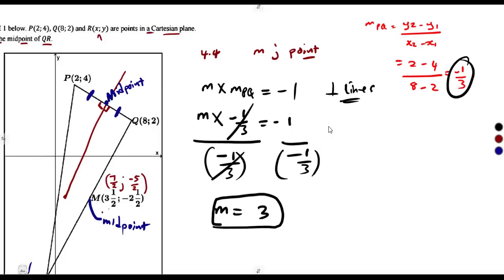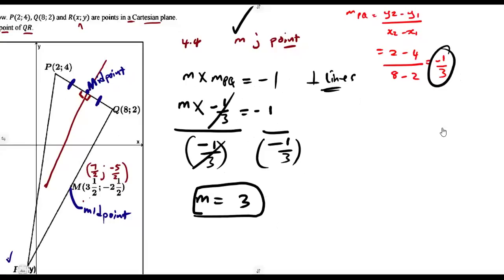Remember what we need. We need the gradient. So M is there. No points. We are not using points there. We do not have any point on this line. Remember, this is our line. There is no point there that we can use. So we have to consider the relationship of the lines. They are perpendicular.